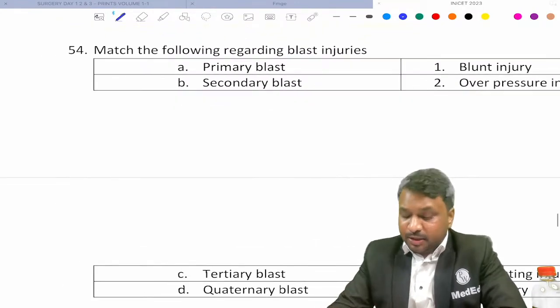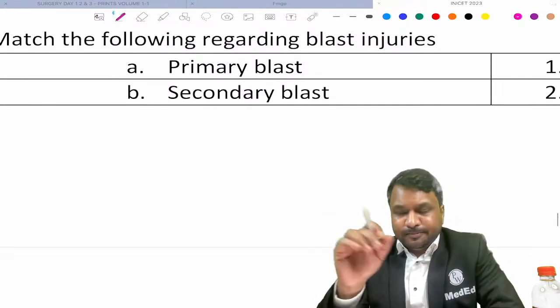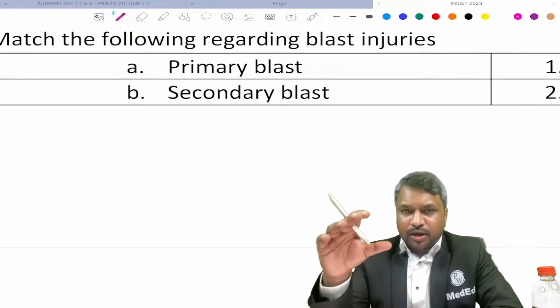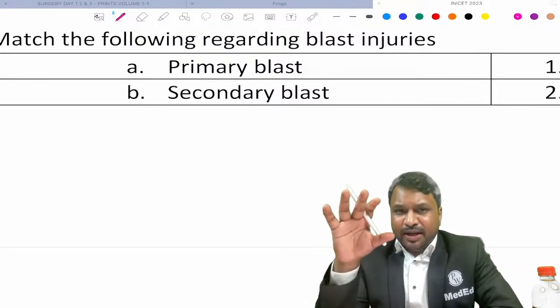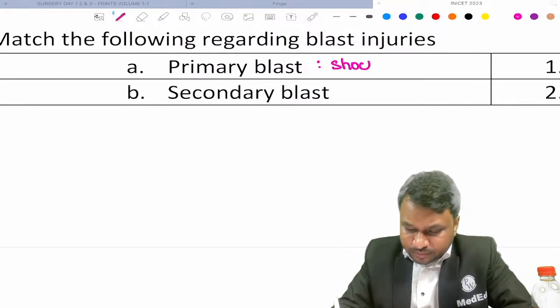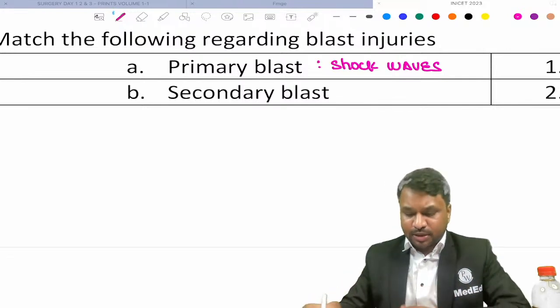Now, let's talk about the blast injuries. Now, when you say primary blast injury, how is this going to occur? Whenever the blast occurs, it is going to generate shock waves. The injury created by the shock waves is your primary injury. It is because of shock waves that hit your body, and those waves intensify in hollow spaces, hence causing damage.